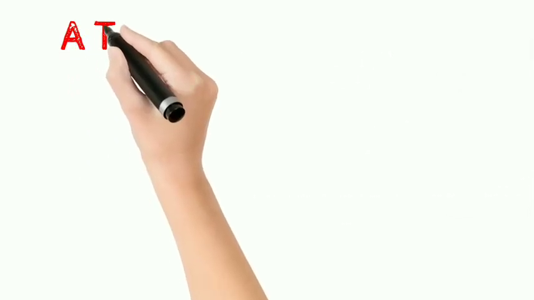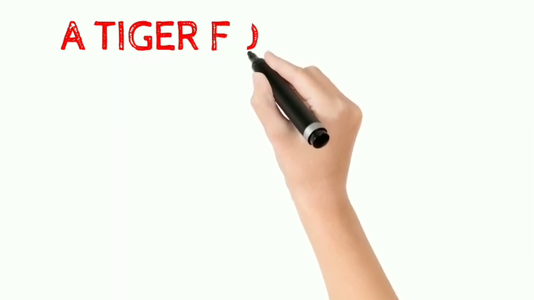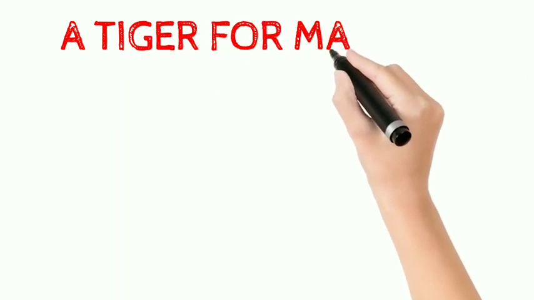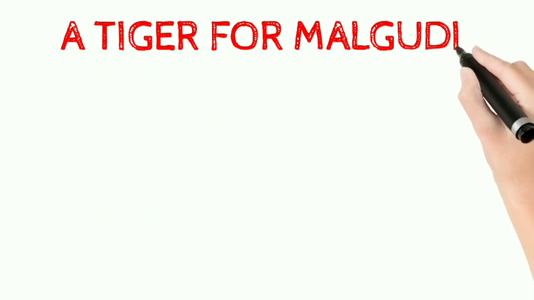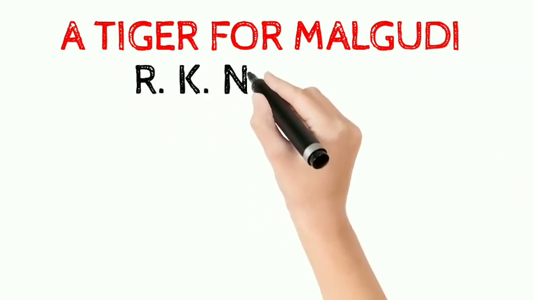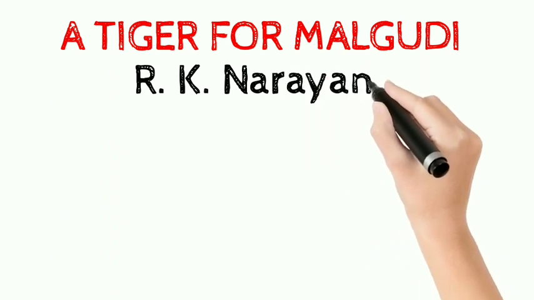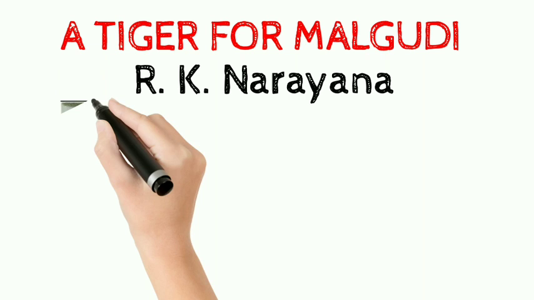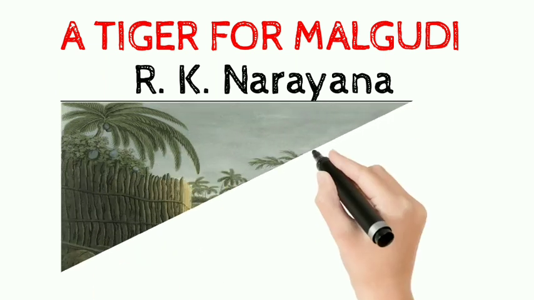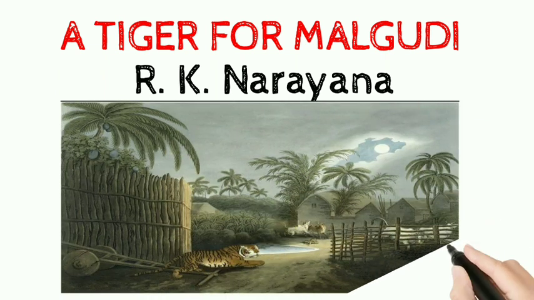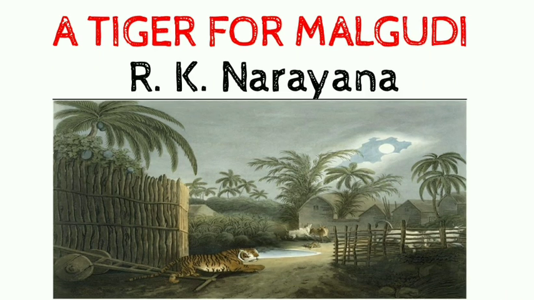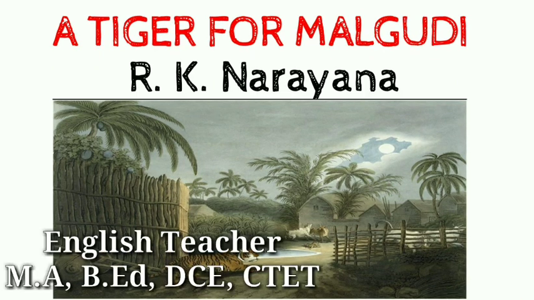In this video, I shall cover A Tiger for Malgudi, just an excerpt or extract from this full novel A Tiger for Malgudi by R.K. Narayan. This is a whole novel, but in this ICSE syllabus for class 7 in the book Oxford Reading Circle, a small excerpt or extract is taken in the book. That extract today we would learn and understand.